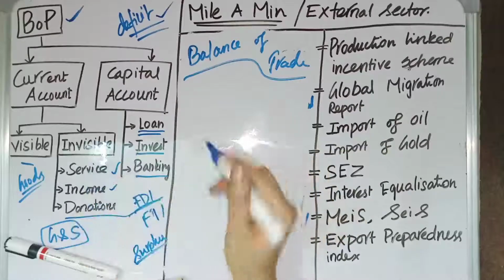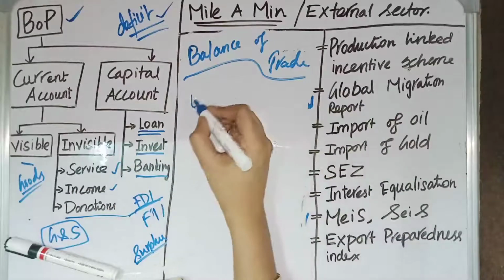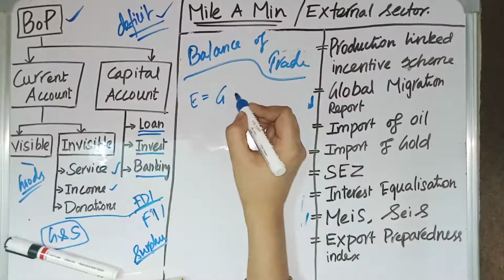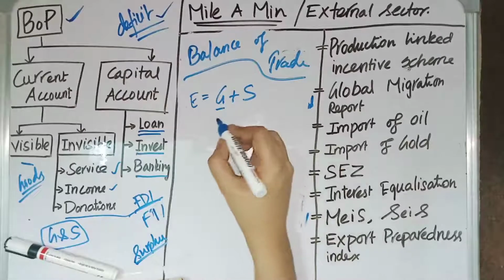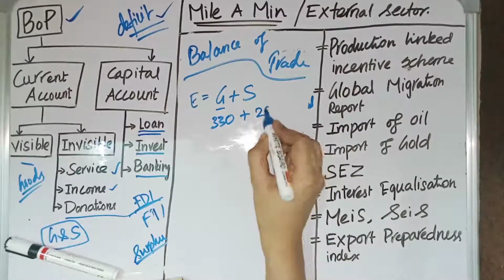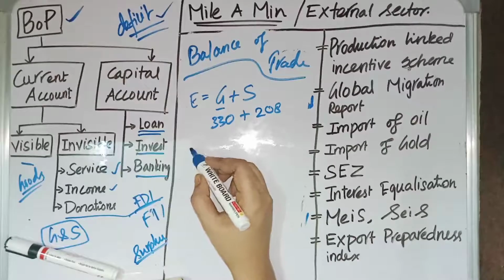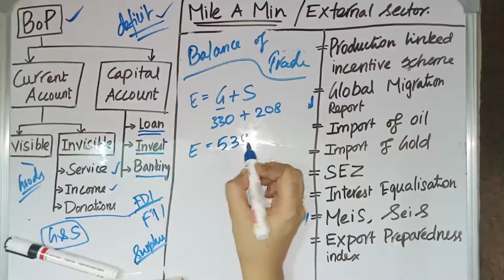We have balance of trade. Balance of trade is nothing but the difference between import and export. While talking about exports, we should add both goods export as well as service export. The amount of goods which we have exported is 330 and the amount of services which we have exported is 208. So the total amount which we have exported is 538 billion US dollars.